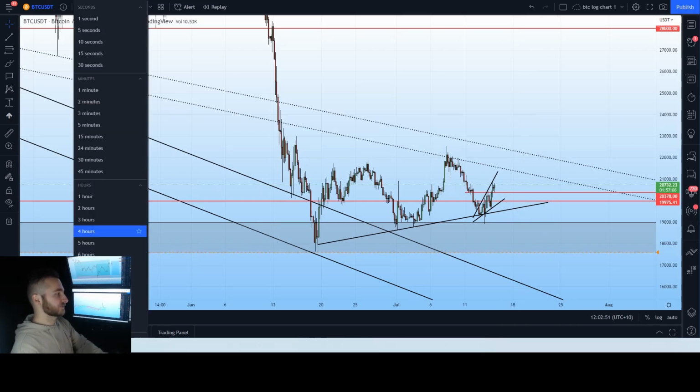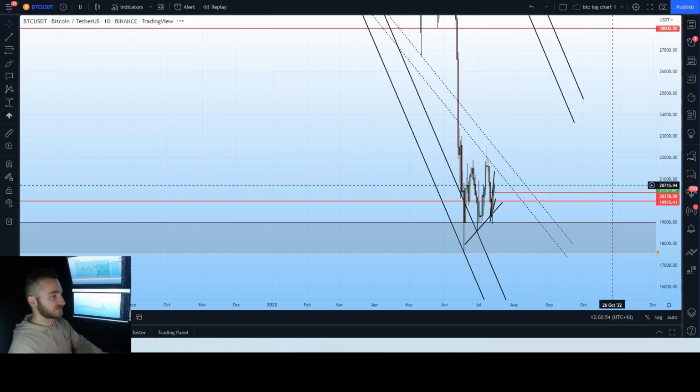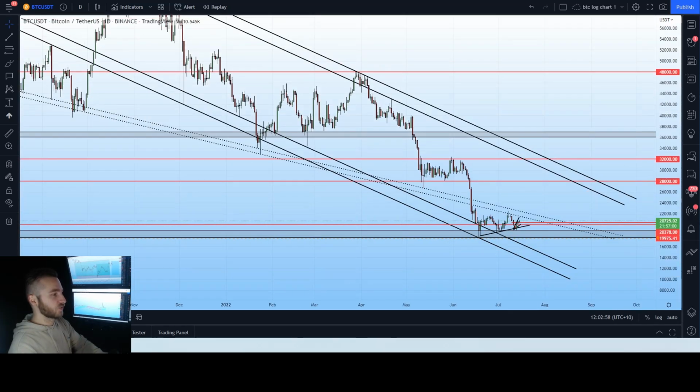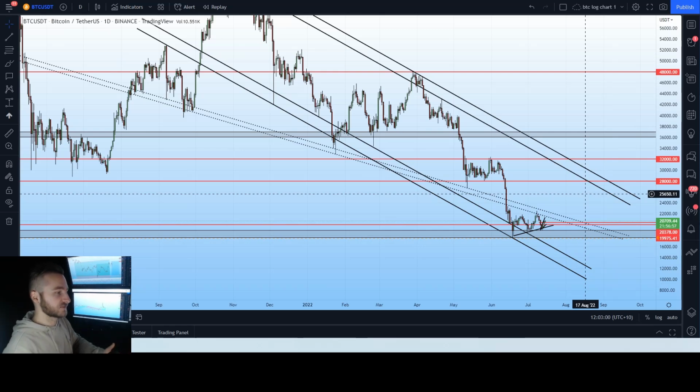So let's go ahead and zoom out really quickly and talk about what actually needs to happen for us to flip bullish, because a lot of people are starting to flip bullish, and I just want to make sure that everyone's aware of why right now isn't the time to be technically bullish. And I'm not saying be bearish.